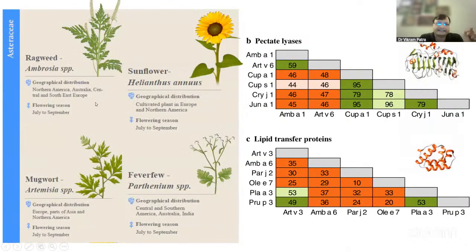When it comes to the Asteraceae group, you can see Ambrosia, Artemisia, and Parthenium, which are commonly found, our common sensitizer or common weed allergen, present throughout our country. Now you can see the flowering season, July to September. How from the history will we come to the conclusion? Here comes the role of CRD. Now you look for which component is present, whether it is lipid transfer proteins or pectate lyase.